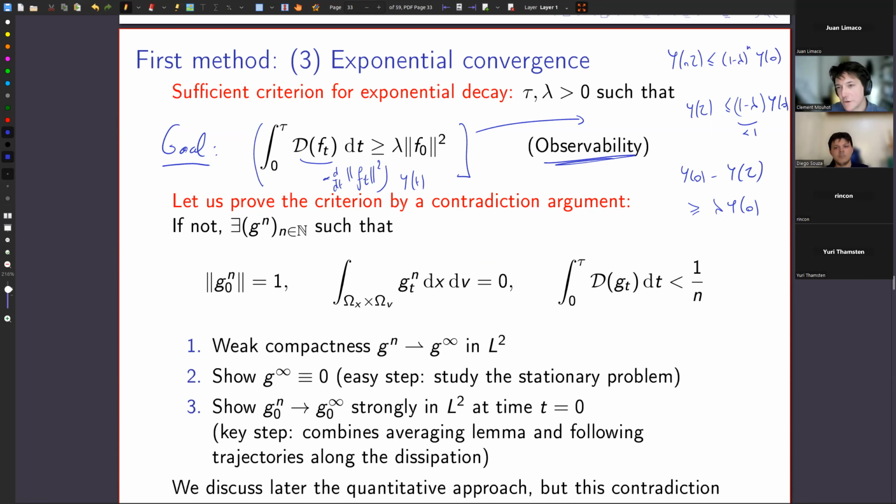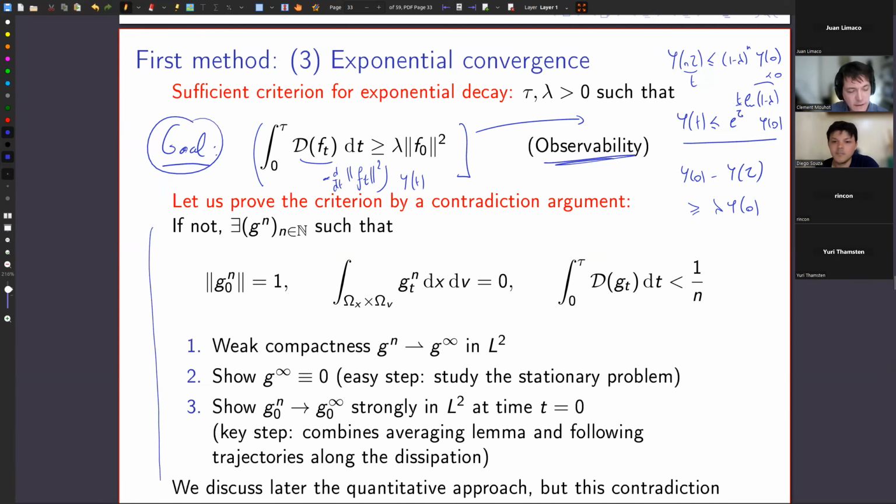I mean, it's easy to convince yourself. If you would call that t, in fact, you just have to modify the constant a little bit, but you have proven exponential decay. N is just t over tau, and you have a log of 1 minus lambda, right? And this is negative. So this is an exponential decay. Okay, so that's our goal.